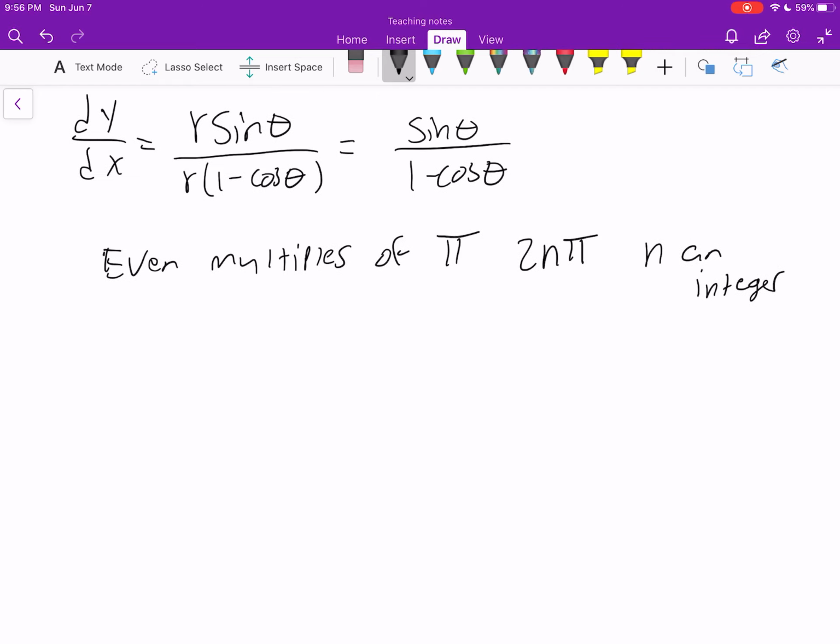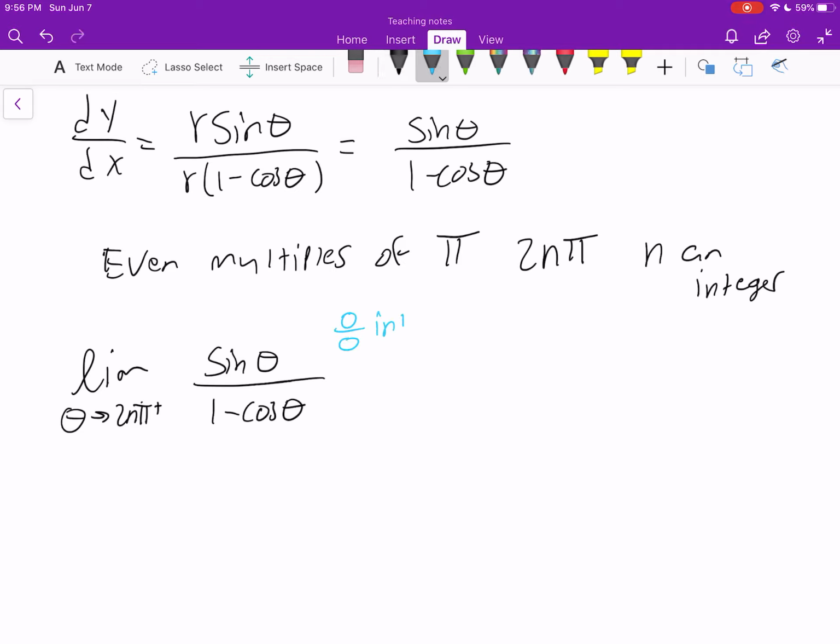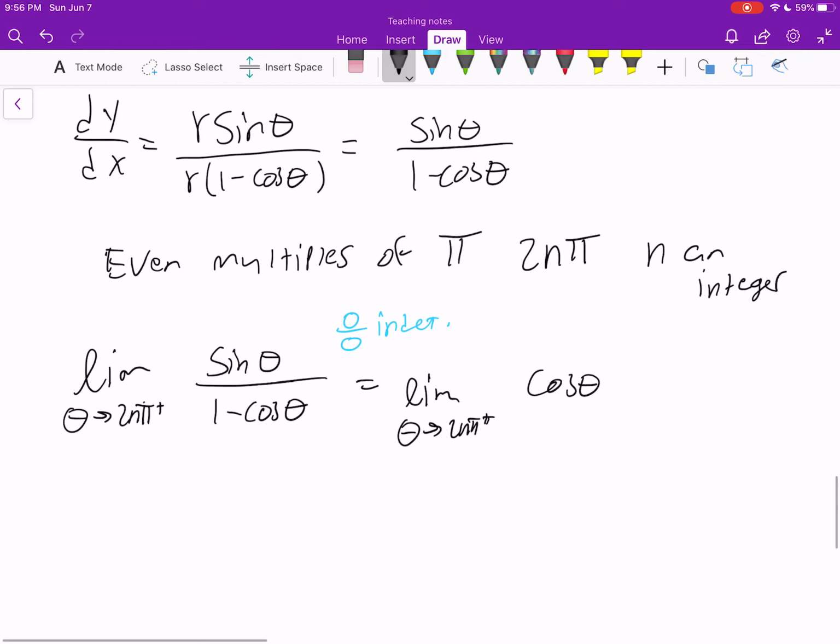Okay, so now we want to look at the limit as theta approaches 2n pi, let's say from the right, of dy dx, so sine theta over 1 minus cosine theta. I already know that both of these are going to 0. Sine of 2n pi is 0. Cosine of 2n pi is 1. So this is 0 over 0, indeterminate. So I use L'Hopital's. By L'Hopital's, this is the limit as theta approaches 2n pi from the right, and I have cosine theta divided by 1 plus sine theta.